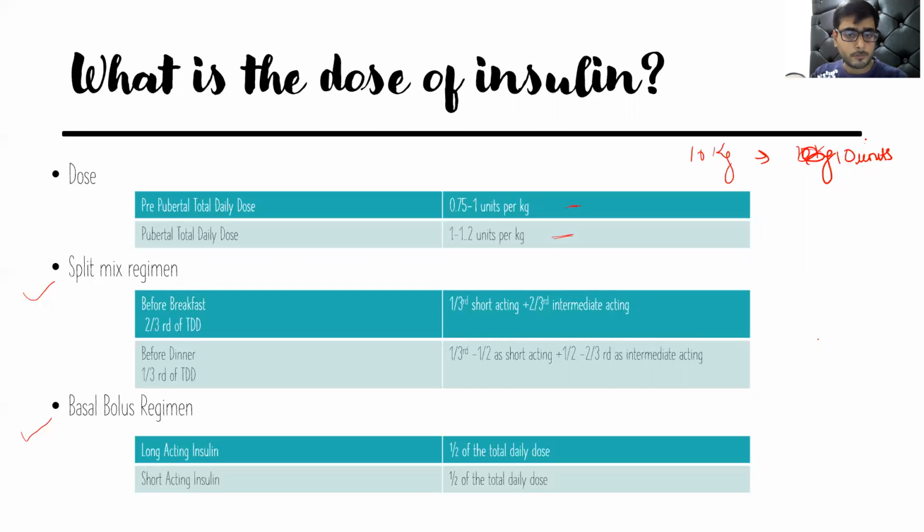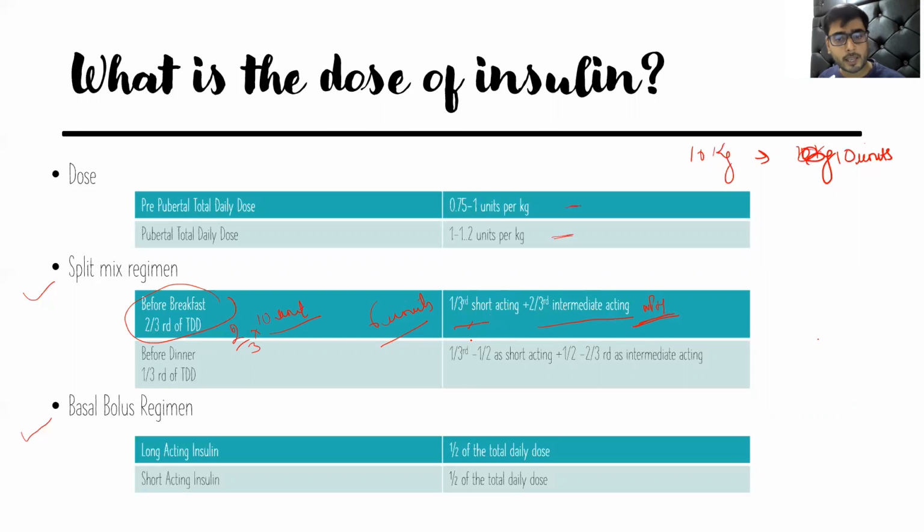Along with it we have to use an intermediate acting insulin, that is NPH. Here we take 2/3 of 10 units, and roughly it is 6 units. Now of these 6 units, 1/3 should be short acting or rapid acting, that is regular insulin or Lispro, Aspart or Glulisine, and 2/3 is NPH. So we have to decide the doses of insulin like this.